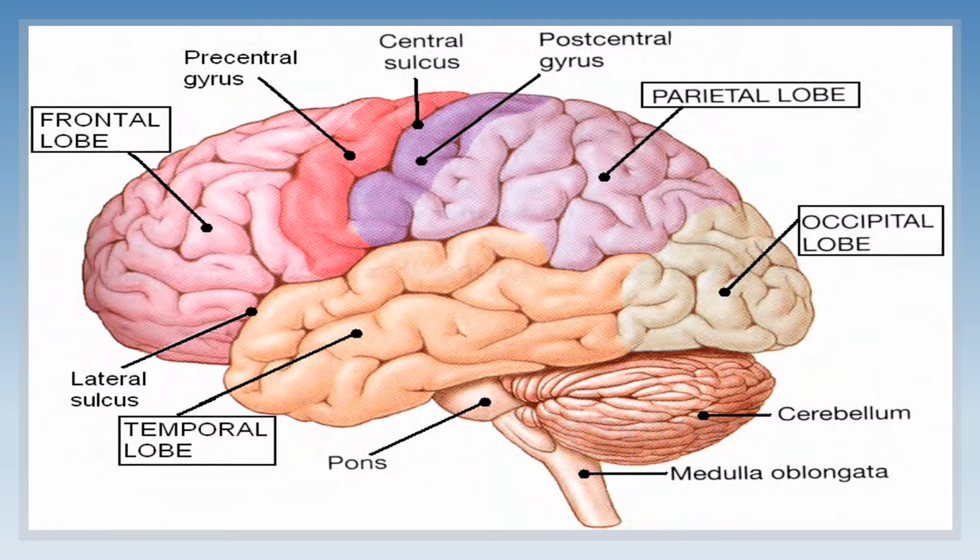Each hemisphere is composed of gray matter, also known as the cerebral cortex, and white matter. The cerebral cortex is divided into four lobes: frontal, temporal, parietal, and occipital. Each of these lobes is responsible for different functions of the body.